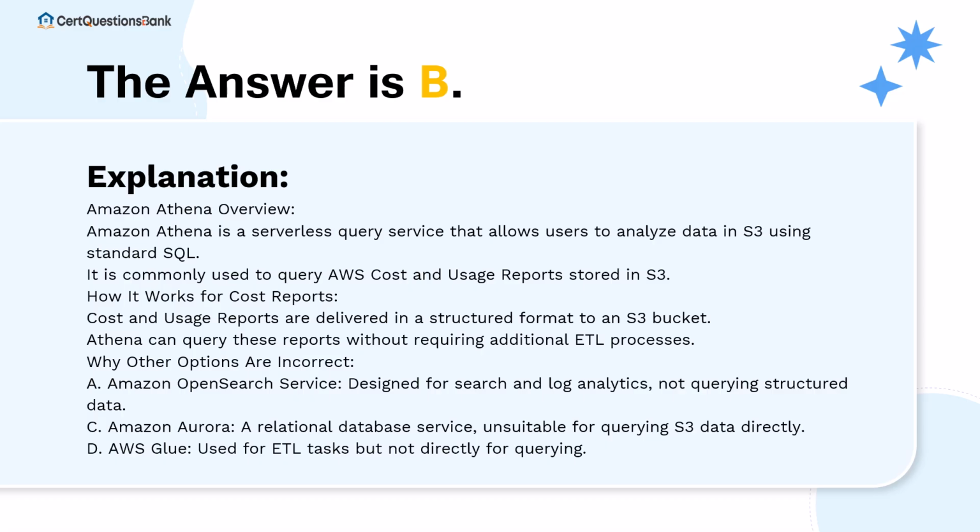Why other options are incorrect? A. Amazon OpenSearch Service, designed for search and log analytics, not querying structured data. C. Amazon Aurora, a relational database service, unsuitable for querying S3 data directly. D. AWS Glue, used for ETL tasks but not directly for querying.